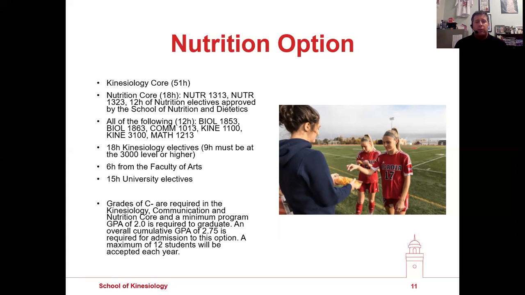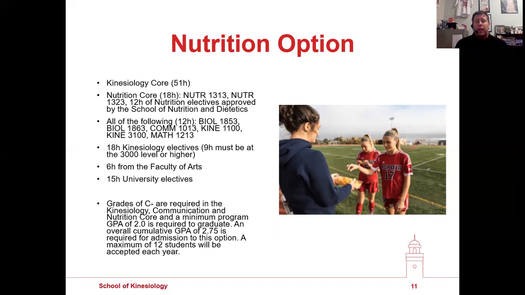An overall GPA of 2.75 is required for admission into the option, and a maximum number of 12 students will be added. So that's the point of contact. And then you'd be put into that option where essentially you're just doing more courses within nutrition.